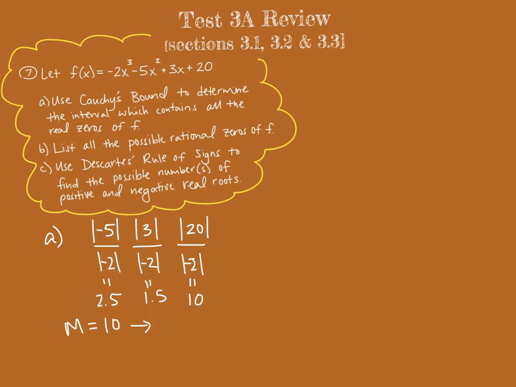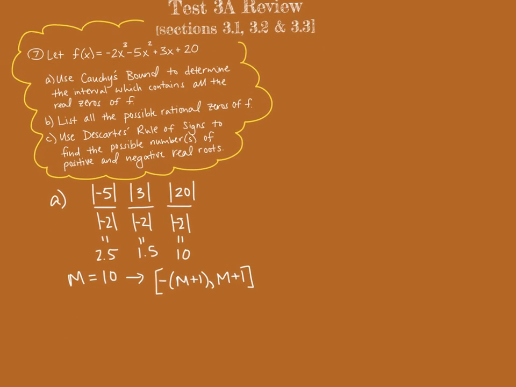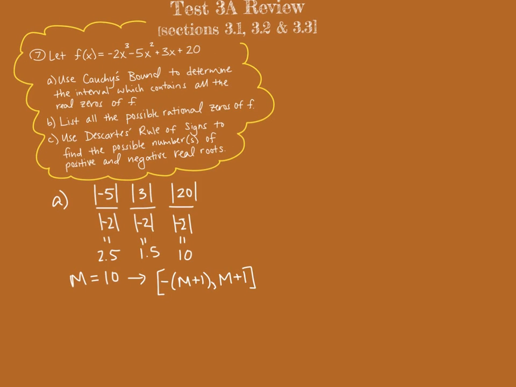And that means our interval is -M plus 1 to M plus 1. So our interval, M plus 1 is 11, so it's -11 to +11. So all of our real zeros are on the x-axis between -11 and +11.